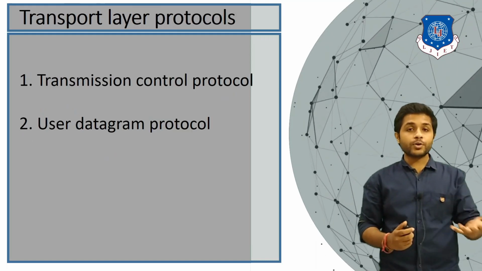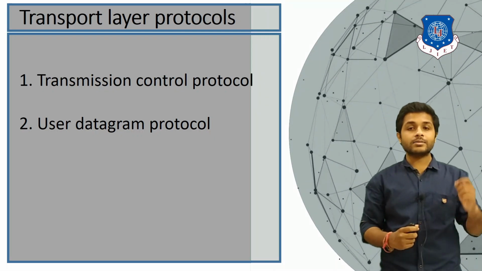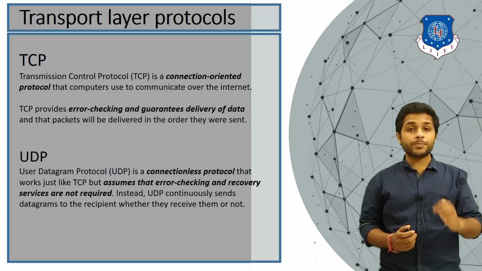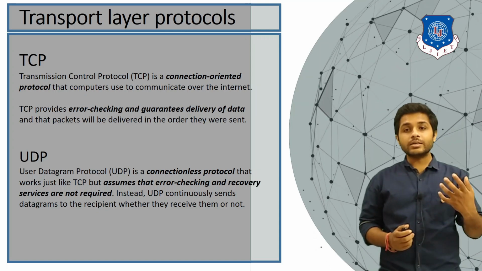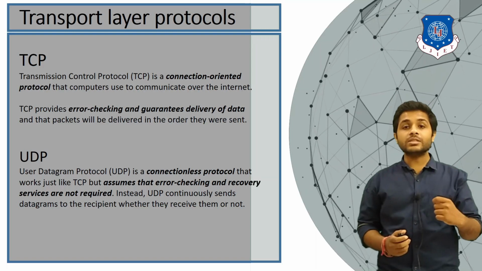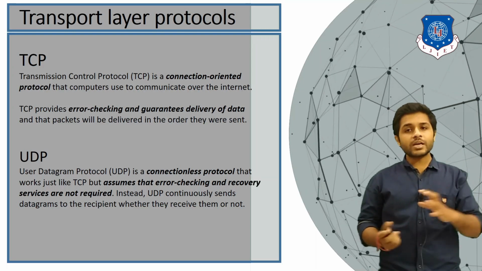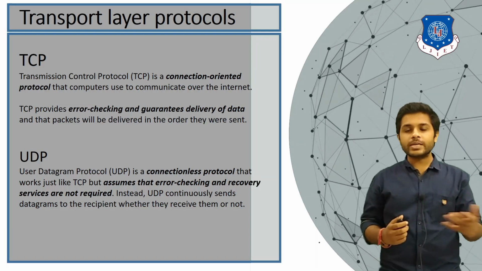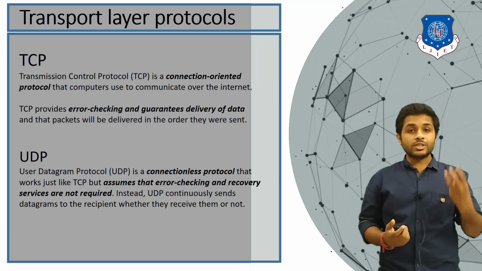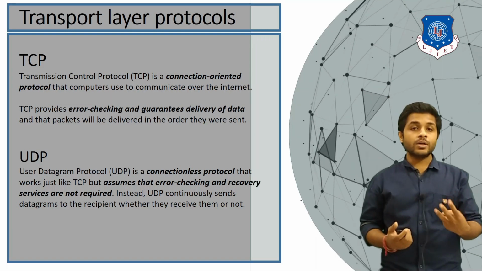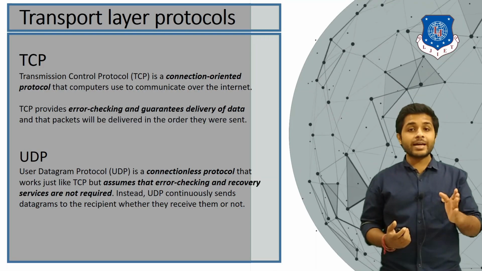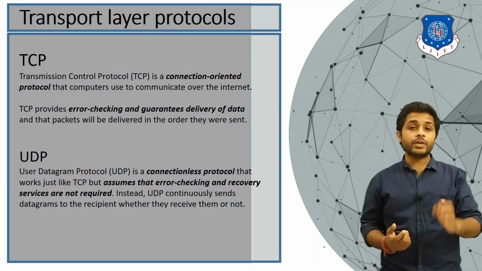Now the two main protocols of the transport layer are TCP and UDP. TCP is known as a connection-oriented protocol. When two computers are using TCP at the transport layer, there should be establishment of a connection between these two computers. After the connection is established, they can send and receive data very easily, and after that the connection should be terminated. So these are the main three steps which are followed when two computers are using TCP. TCP also provides error checking as well as guarantees the delivery of data.